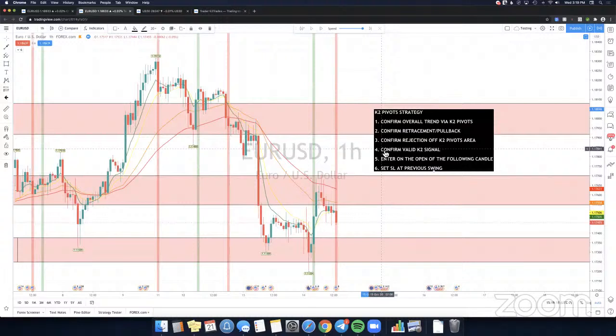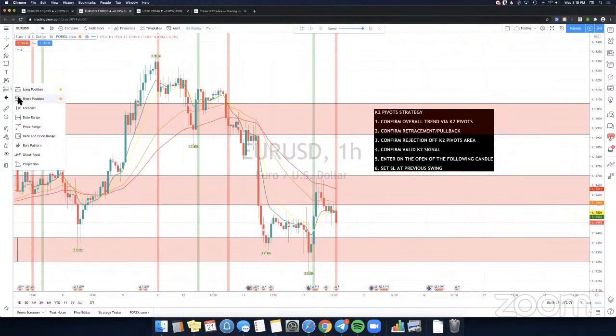Lastly, you want to confirm a valid K2 signal. Right here, we have a valid sell signal, since it's a sell signal with a red bearish candle. So all four requirements have been met. The next step, you can enter on the open of the following candle. So right here, you would enter a short position.